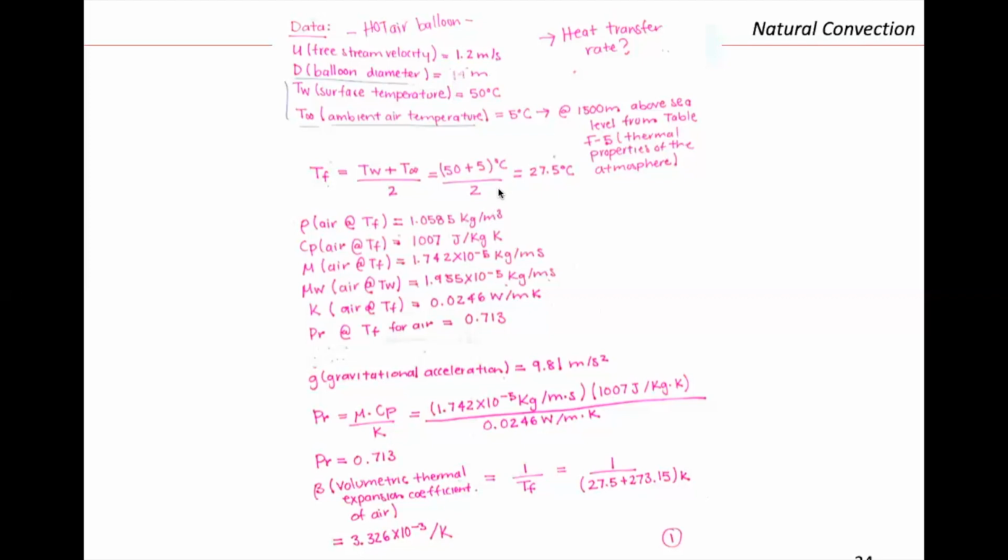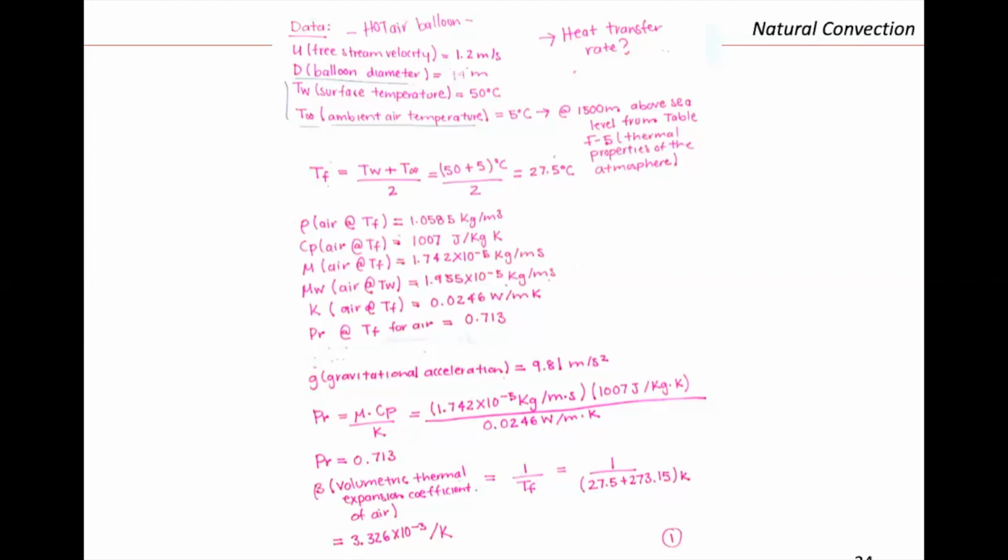We are going to get the T film temperature, right? Because that's customary, or that's the strict way to solve problems dealing with convection. So T film is T wall plus T surroundings divided by 2. So 50, the wall, plus 5, the air temperature at 1,500 meters above sea level, divided by 2 is 27.5 Celsius. So we are going to read the properties of air at the film temperature of 27.5 Celsius.